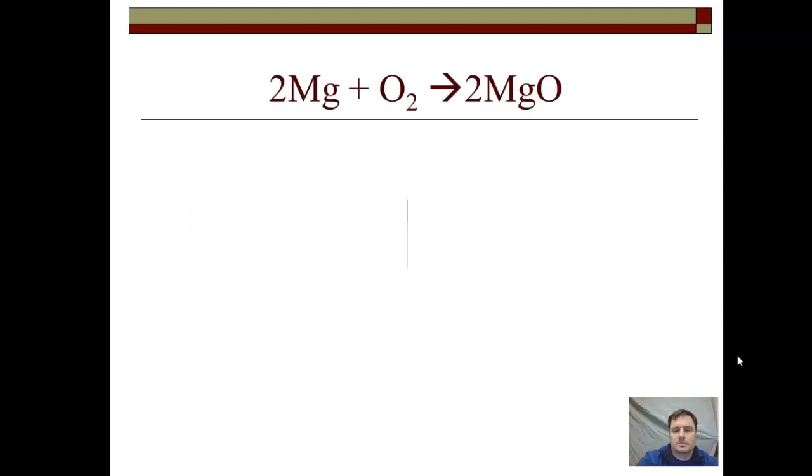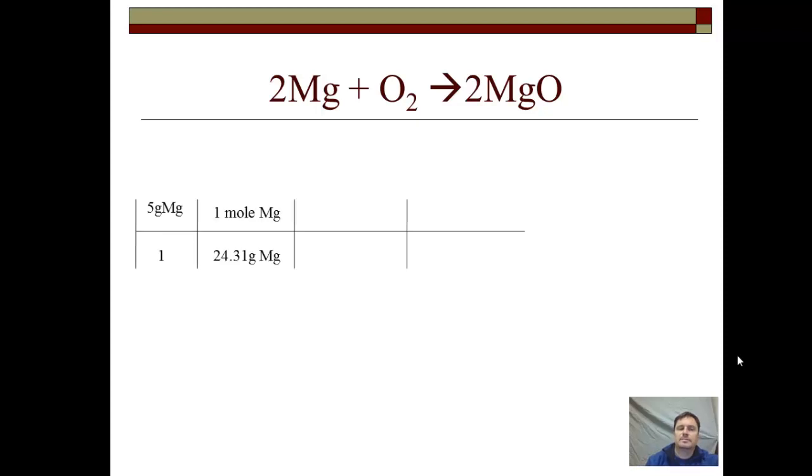Right. So the first thing you had to do was write the balanced equation. Magnesium plus O2 gives us magnesium oxide. It's balanced. Now we start with what we know, 5 grams of magnesium. Okay, go from grams to moles. Now we have to convert from moles of known to moles of unknown. So we're going from moles of magnesium to moles of magnesium oxide, and it's a 2-to-2 ratio from our coefficients.